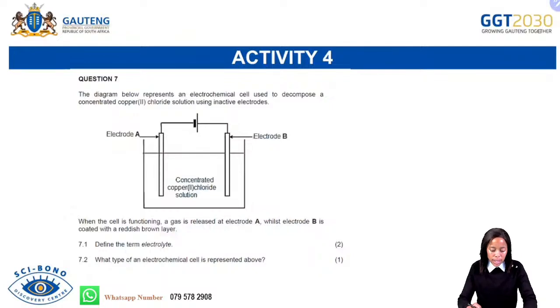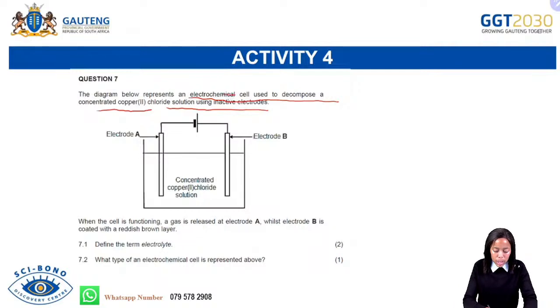Then the next one says the diagram below represents an electrochemical cell used to decompose a concentrated copper(II) chloride solution, and that is using inactive electrodes. So it means that if we are using inactive electrodes, they are not going to participate when it comes to the half reactions.